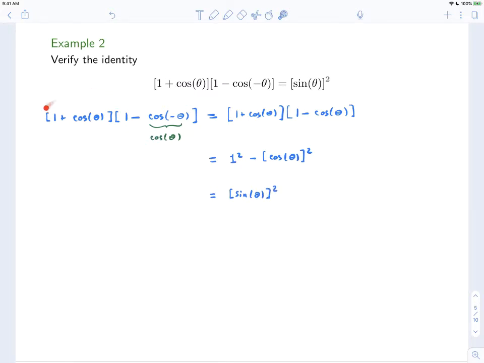So now we've been able to show that the left side of the equation is equal to the right side of the equation, and therefore we've verified this identity.